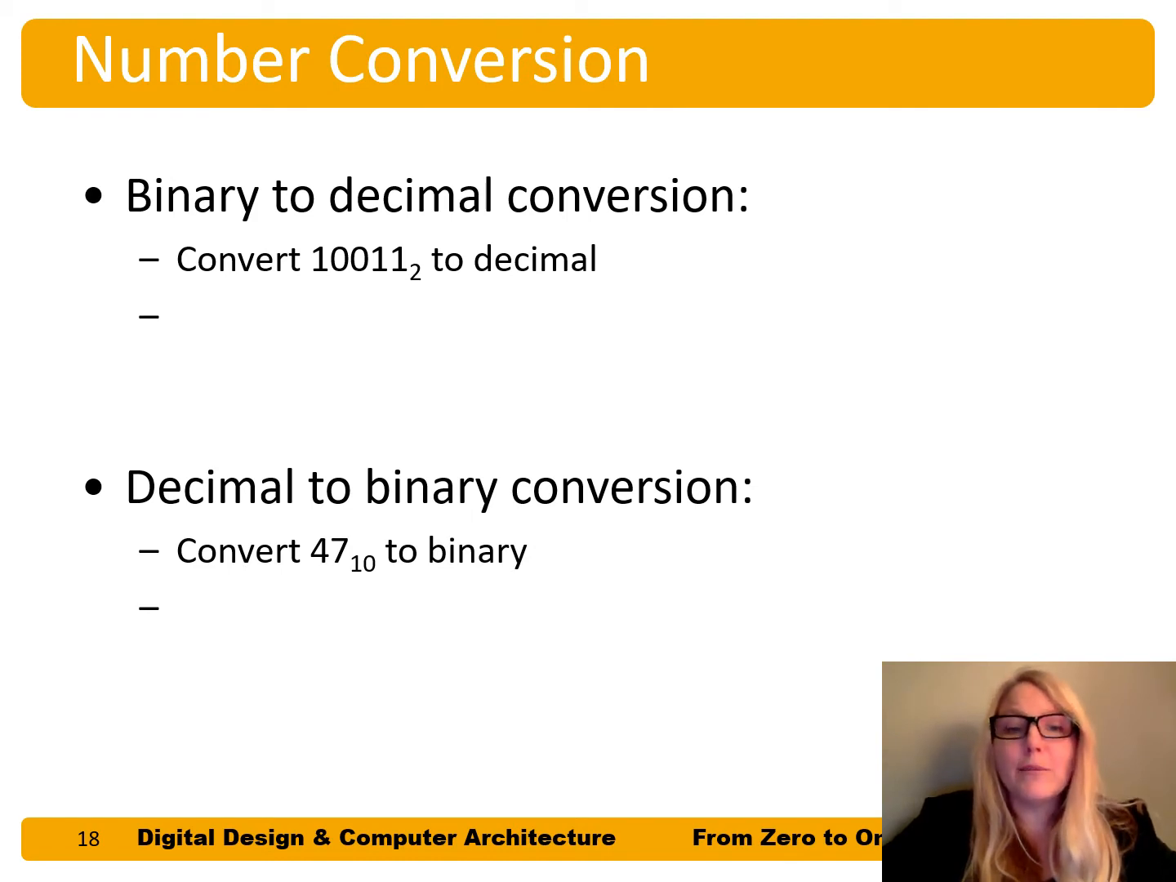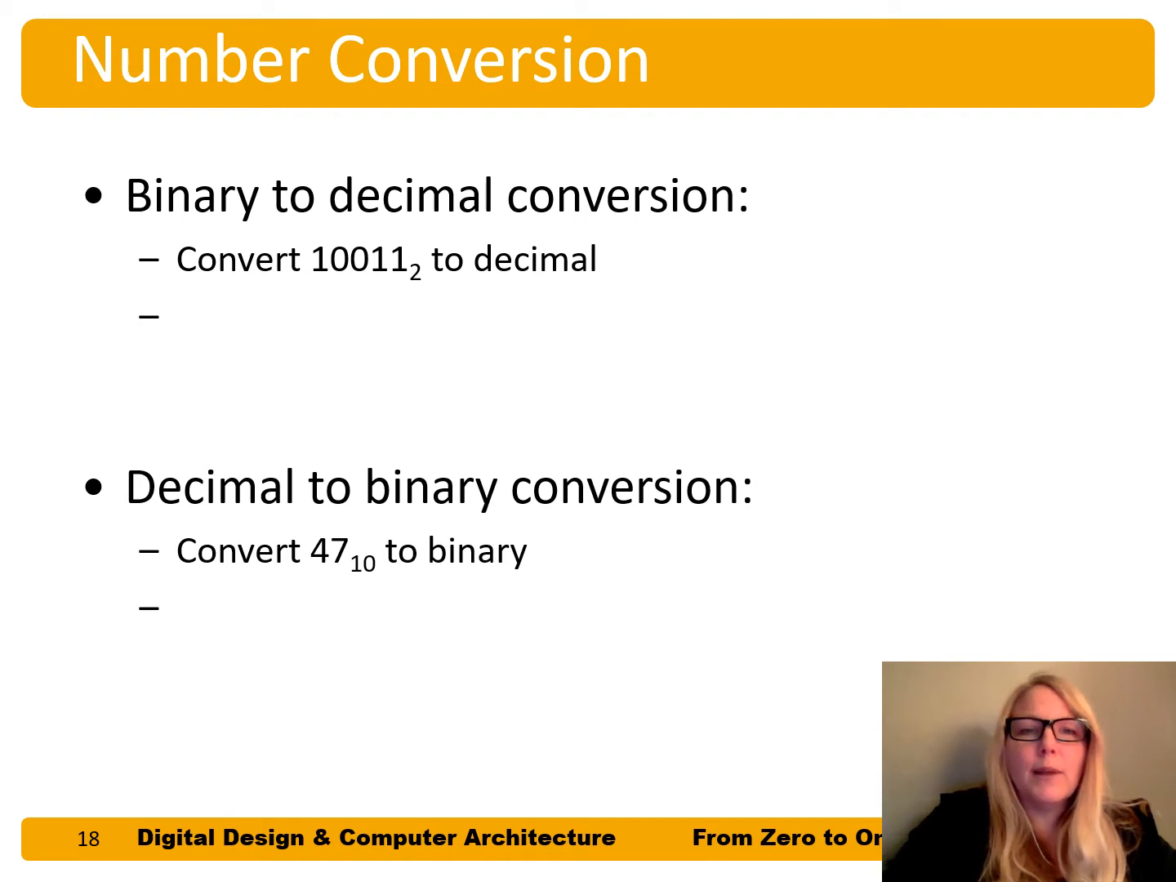So let's talk about number conversion specifically. We actually did this already. We converted from binary to decimal. Let's do it again. So we want to convert this binary number, and you can tell the base by that subscript 2, base 2. So we have this binary number 10011, convert it to decimal. Now would be a good time to pause the video, try that out on your own, and then we'll work it out together as well.